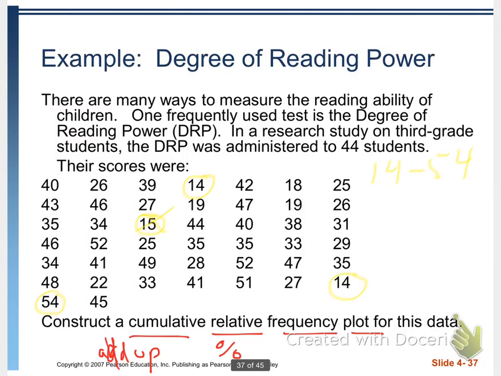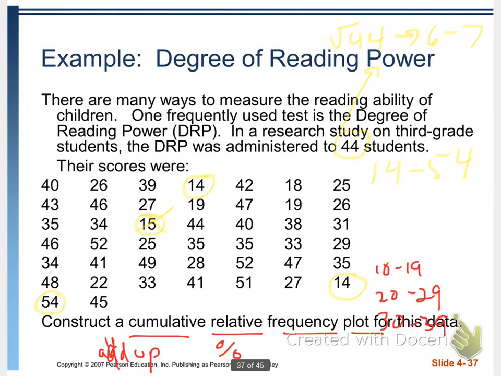Okay, and we've got 44 pieces of data, so the square root of 44 is between 6 and 7. So we want 6 and 7 sort of ideas, and so I think we're going to go from 10 to 19, 20 to 29, 30 to 39, and so on. And we'll just make a count. We'll make a table and count that.